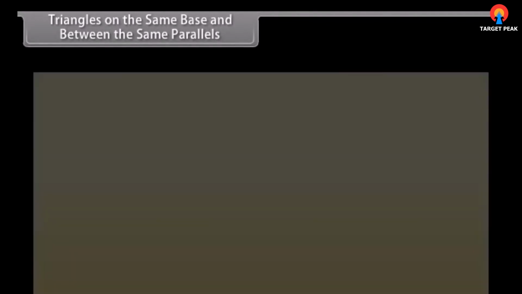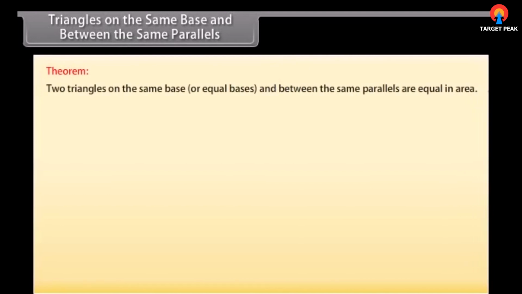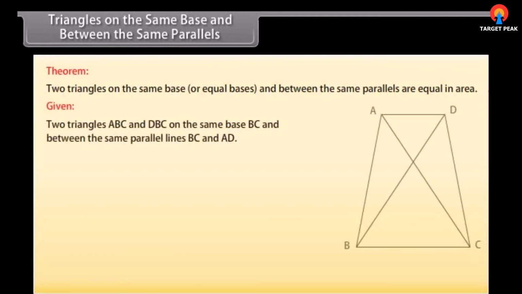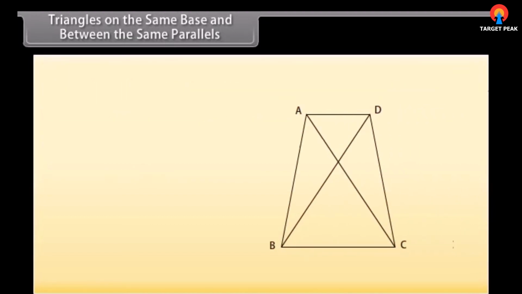Triangles on the same base and between the same parallels. Theorem. Two triangles on the same base or equal bases and between the same parallels are equal in area. Given two triangles ABC and DBC on the same base BC and between the same parallel lines BC and AD. To prove area of triangle ABC is equal to area of triangle DBC.